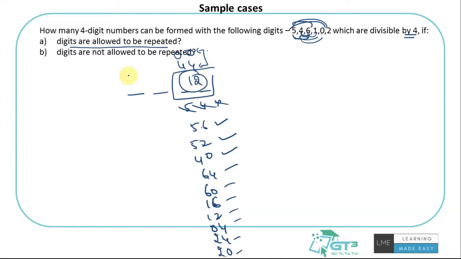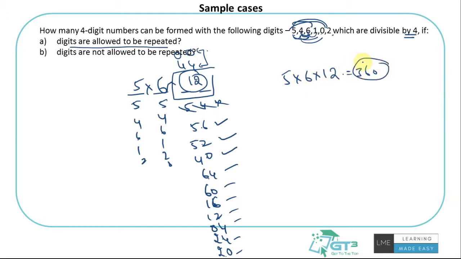Two blanks together. What about these two? I cannot put 0 there, so I have options like 5, 4, 6, 1 and 2. Here I can put anything among 5, 6, 1, 2, 0, 4. All 6 digits can be put. So the answer is 5 into 6 into 12. That's 30 into 12, so that's basically 360 is the answer for the B bit.